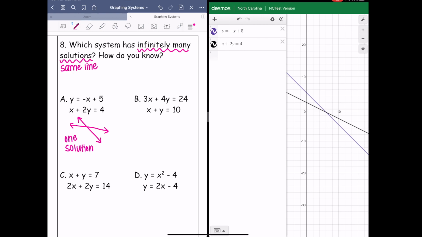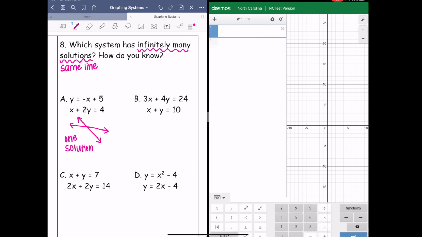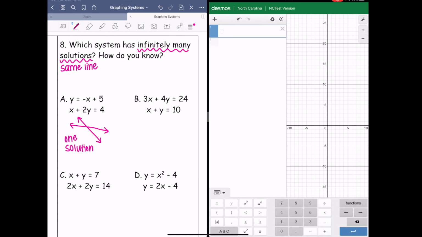So it's not A. Let's try B. So I'm going to close out the two equations we have. We don't need those anymore. Go back to the home, zoom, and then we type 3x plus 4y equals 24. In a new box, type x plus y equals 10.